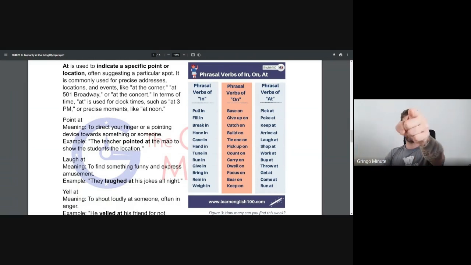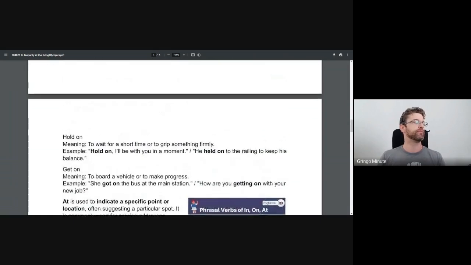So I'm pointing at the camera, I'm pointing at you. I know it's rude, but it's for example. You laugh at something. If you're laughing, that's in general, but you're laughing at a joke, at a person, hopefully not, right? Yell at, the opposite one. Why did you do this? You are directing your yelling at this point, probably a person.